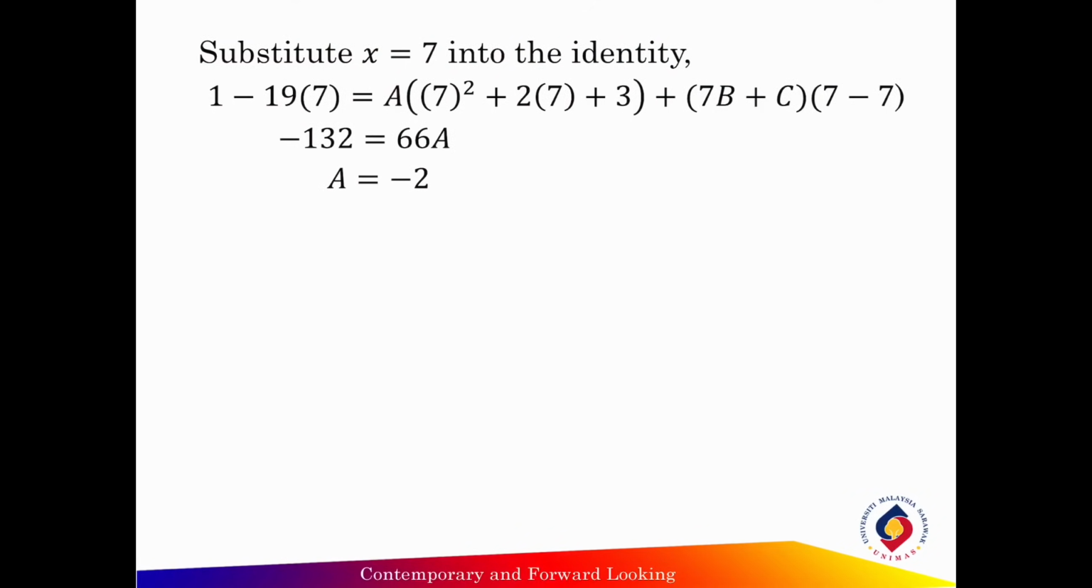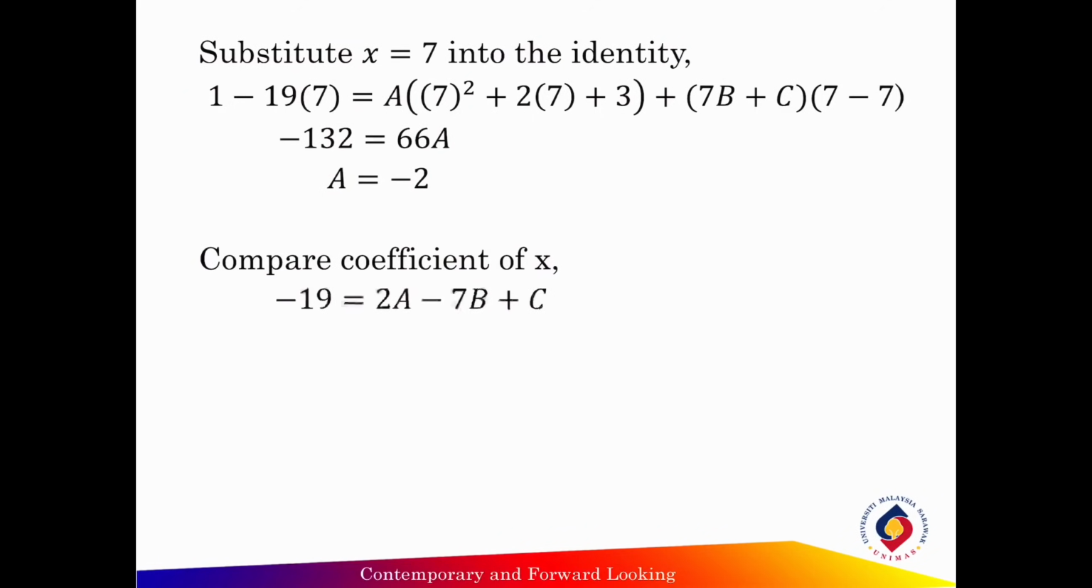Now let's compare the coefficient of x. We have -19 equals 2A - 7B + C. Rearranging, we have -15 equals -7B + C. We don't know what to do next, so let's just call this equation number 1.